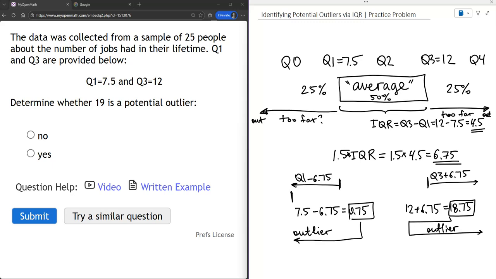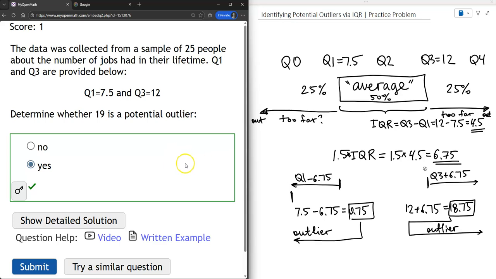Now we're ready to answer this question. Is 19 a potential outlier? I look at 19 and I try to put it on this spectrum. 19 appears to be higher than 18.75, which we set to be the upper threshold for what we would consider normal. Not the average, but just normal. And because 19 is greater than 18.75, we will consider 19 to be a potential outlier. And the answer is therefore yes.